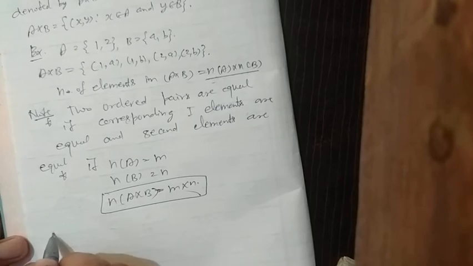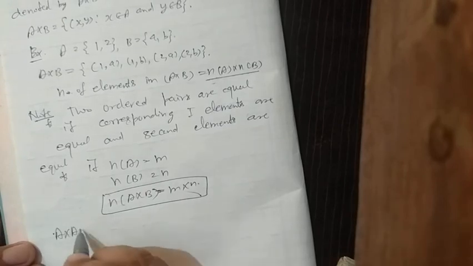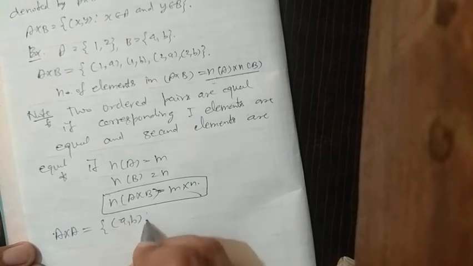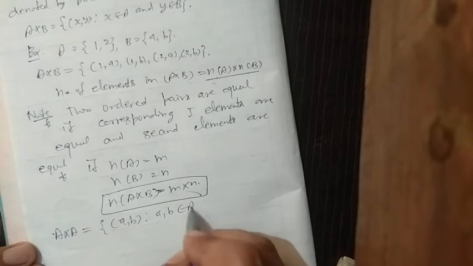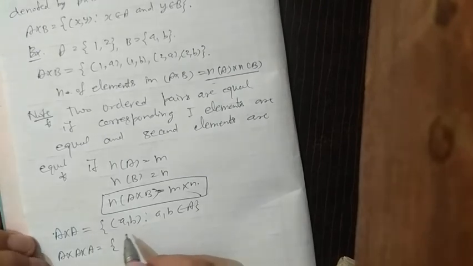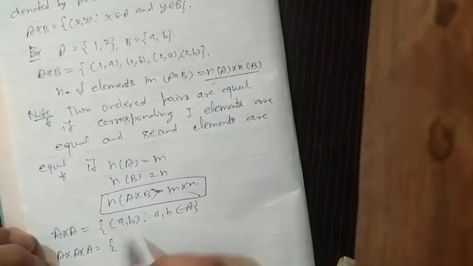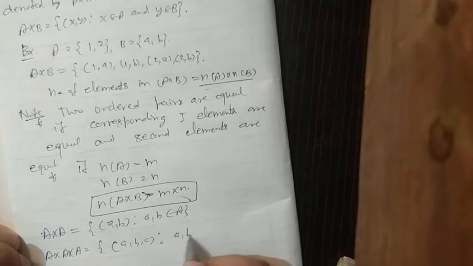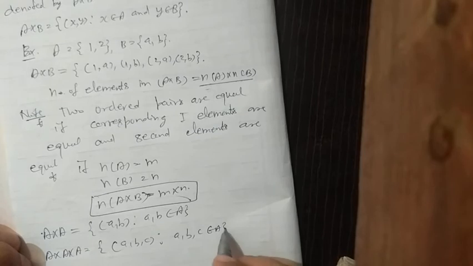Next is the Cartesian product of three sets, that is A cross A. If we find A cross A, then (a, b) such that a, b belongs to A. If we find A cross A cross A, it is a Cartesian triplet. A Cartesian triplet is defined as (a, b, c) such that a, b, c belongs to A.